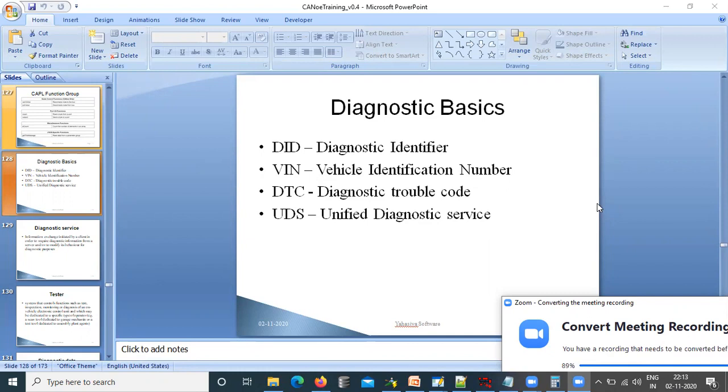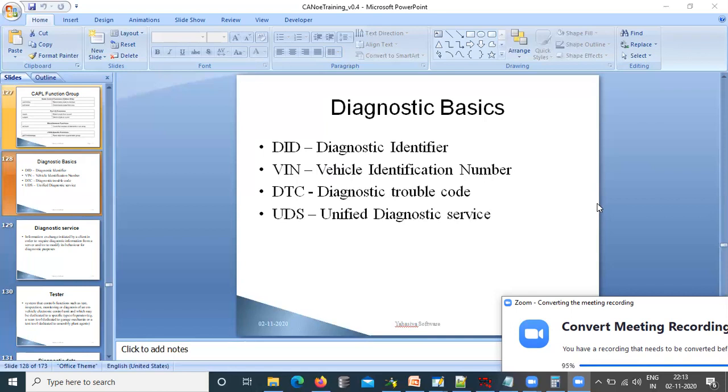UDS, along with storing diagnostic trouble codes, DTCs, is used in ECU flashing, sorry, ECU flashing. It is used for download sequences, remote routine activation, and reading and writing DIDs, the data identifiers. So we can do everything in UDS, as you mentioned before.